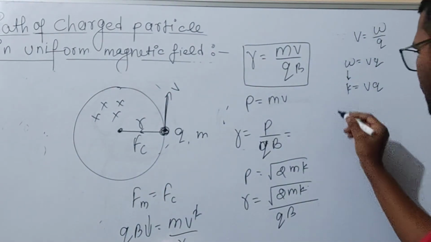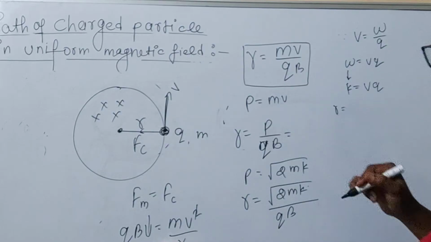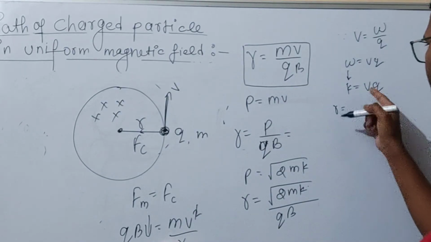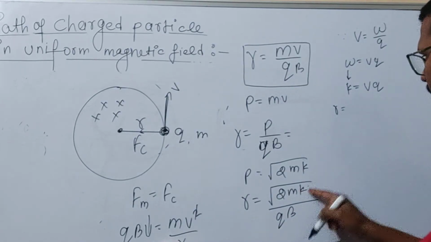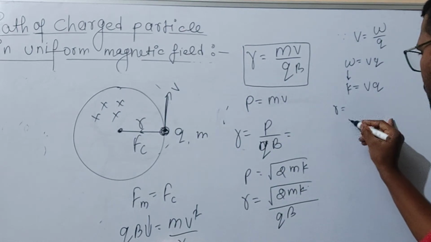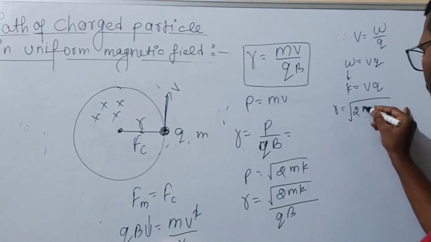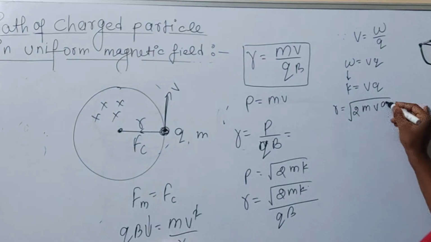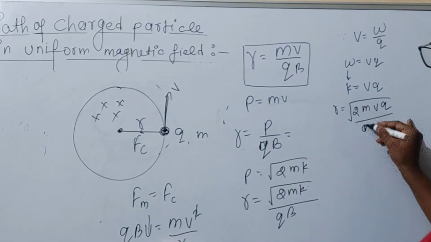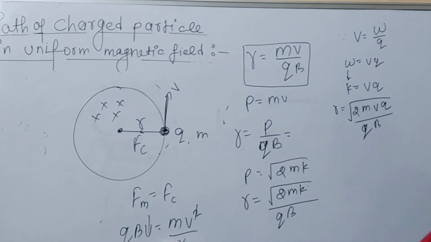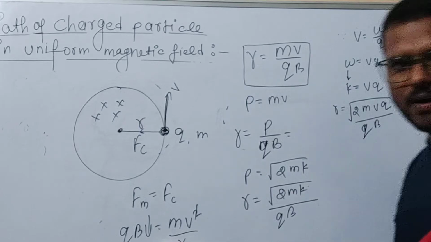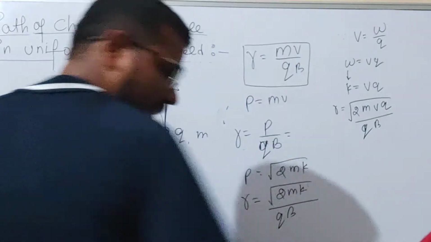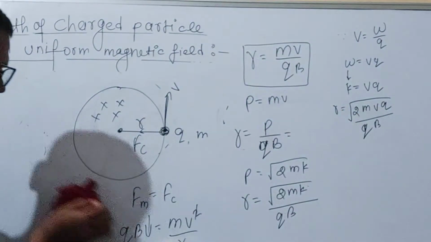So the final r is equal to what? At the place of K we can replace it. So r is equal to under root 2m, K is V into Q, divided by qB. Okay. Now I will summarize all the formulas in one place here.